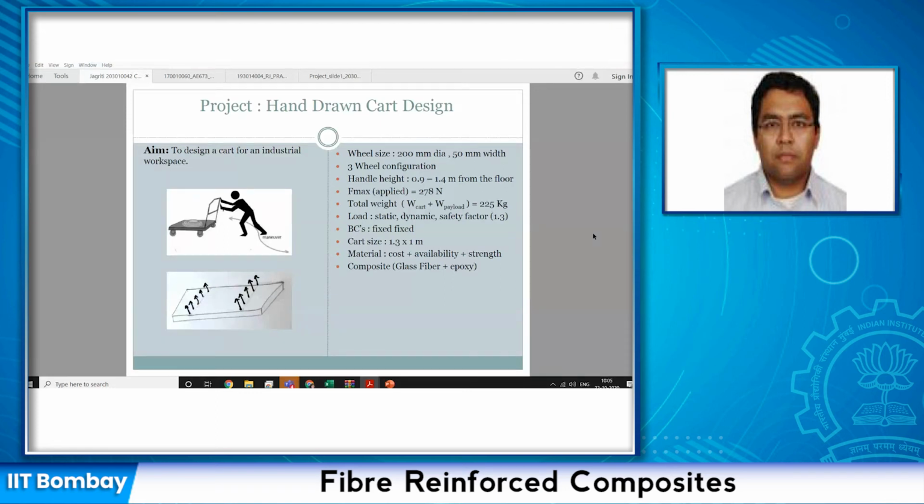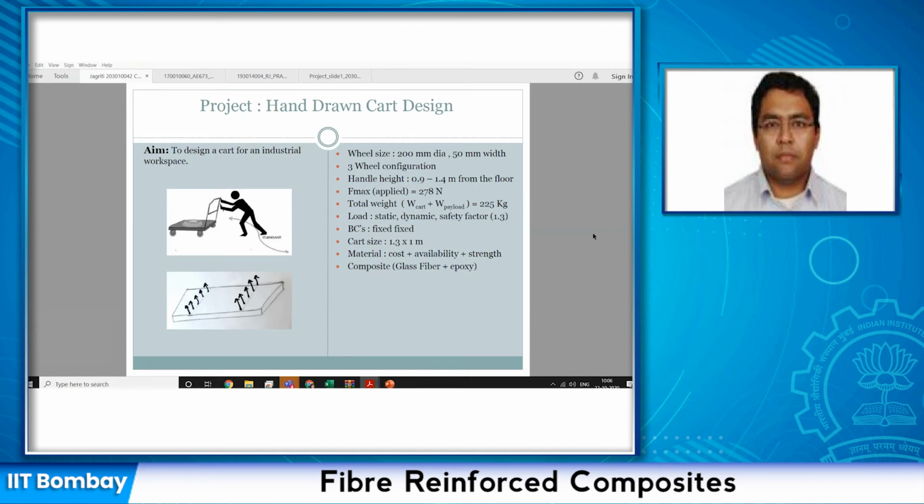As the cart will be used in an industrial workspace, along with minimum application of force and more payload, high maneuverability is also required. On this basis, wheel size and configuration is decided. Though a four-wheel configuration will have more load-bearing capability, it is less maneuverable. Whereas in a two-wheel configuration, more maneuverability can be achieved, but at the cost of more driving or applied force.